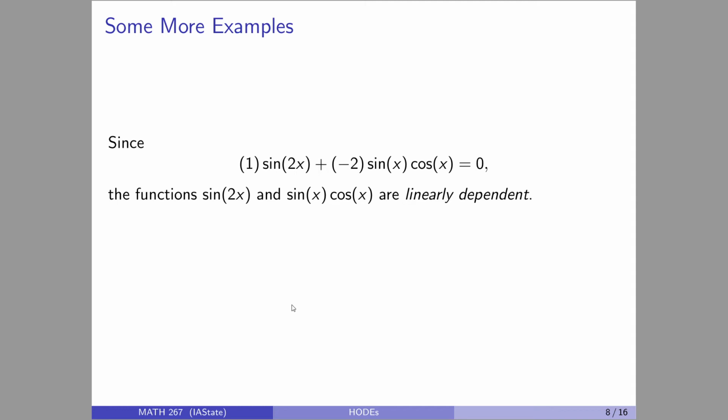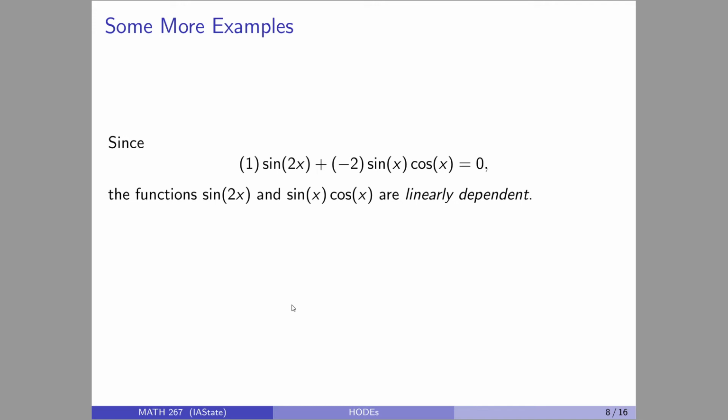Now let's get an example of something that's dependent, and we already knew this. Sine of 2x and sine of x cosine of x are linearly dependent. I can find non-zero scalars that add up and give me 0. So I can make the trivial linear combination using non-trivial scalars.